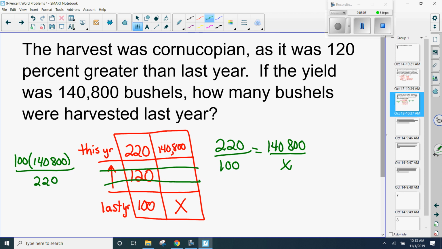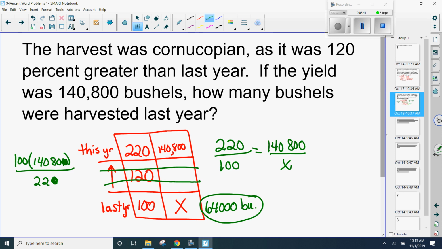Okay. What did you say? 64,000. So there's going to be 64,000 bushels. Do we agree? You can make the calculation tonight.